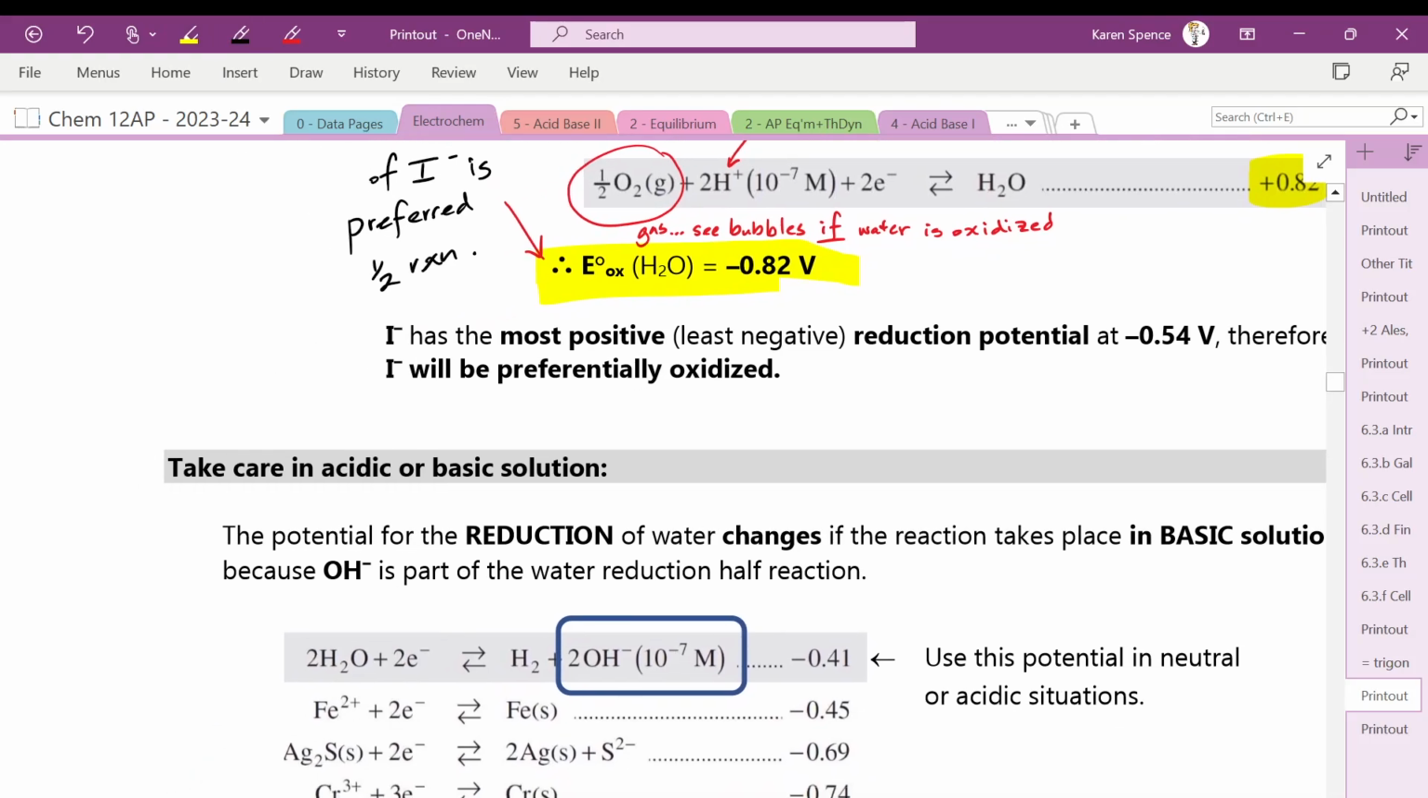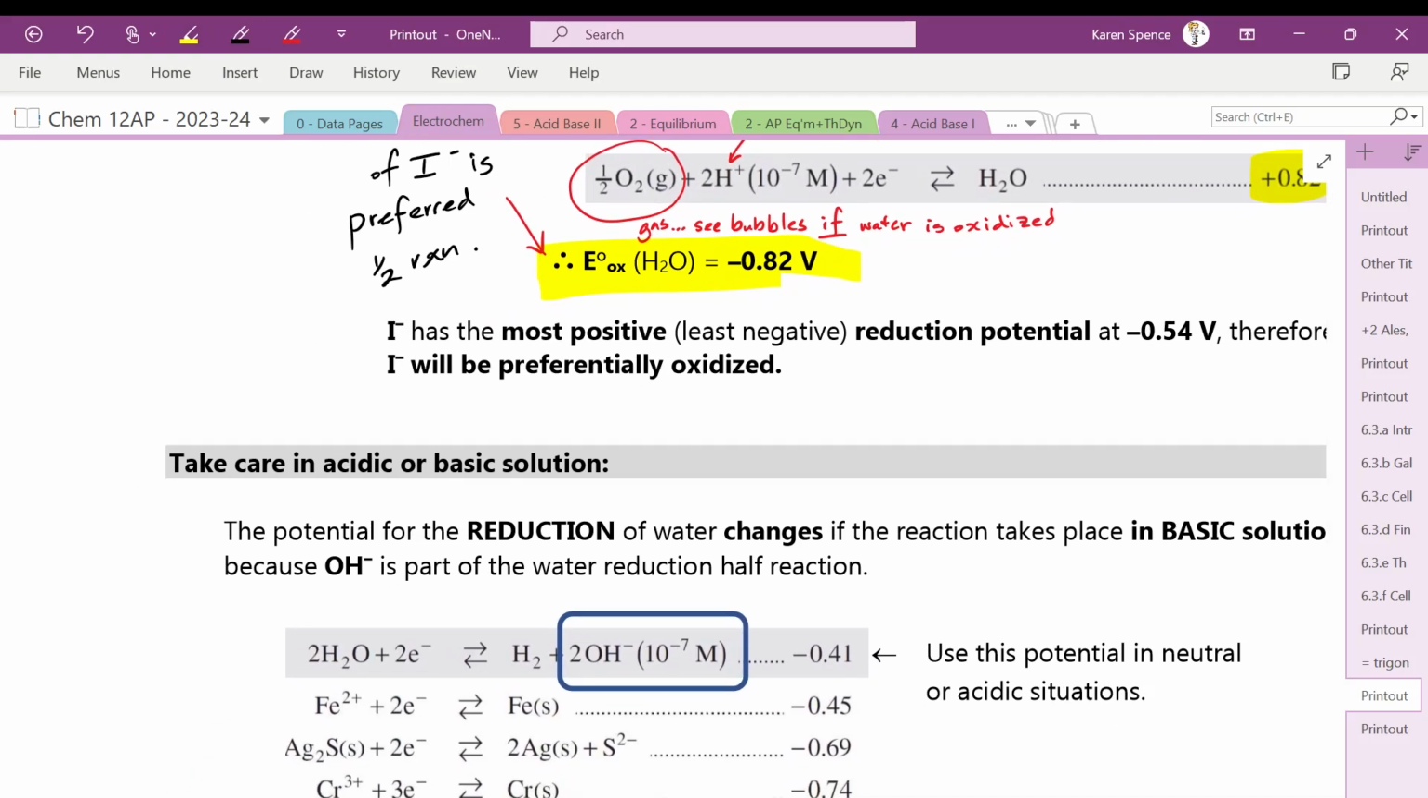Now, this is only going to matter on the regular exam, okay? Regular exam, because AP is not going to give you this whole list. It will only give you the relevant equations, so the relevant half reactions. So you don't actually have to worry about this. You don't have to be picking things out of the list. But in the regular exam, we have to take care if we have an acidic or basic solution. Let's find out why.